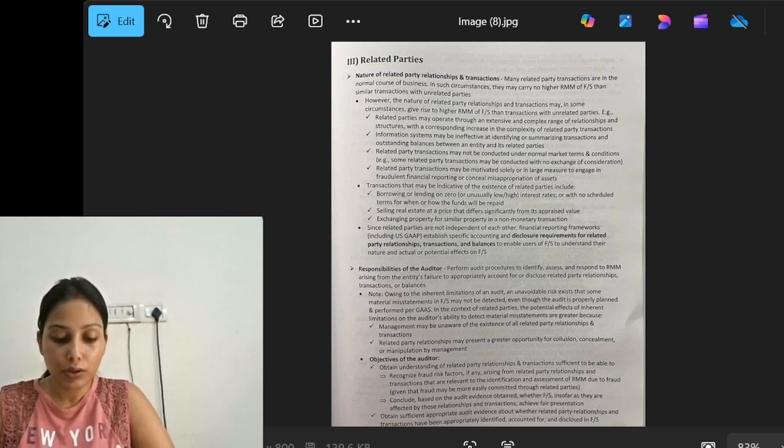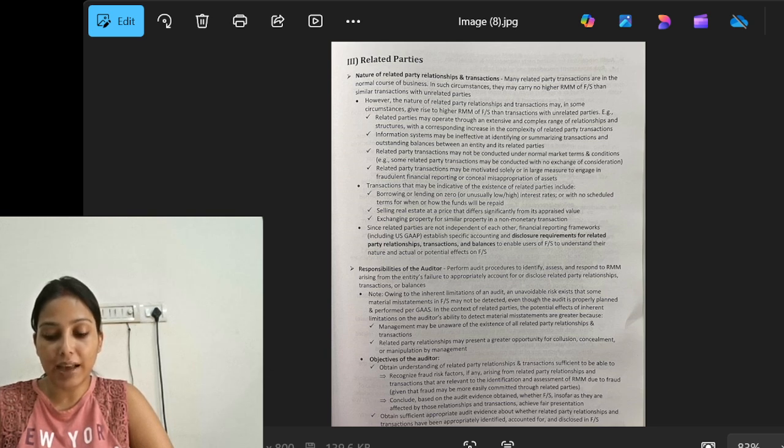So let's see the nature of the related party relationship and transactions. Many related party transactions are in the normal course of business. In such circumstances, they may carry no higher RMM of FS than similar transactions with unrelated parties. So generally, the transactions with our related parties are in the normal course of the business, and they do not carry the higher RMM for the financial statement risk. So they are mostly arm's length transactions, like those with normal unrelated parties.